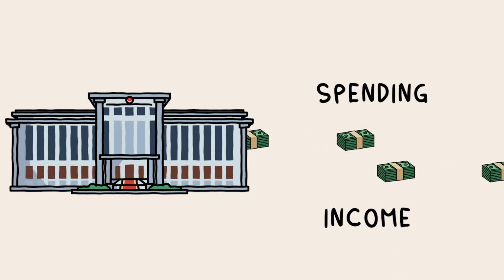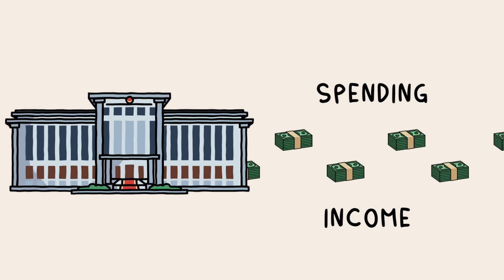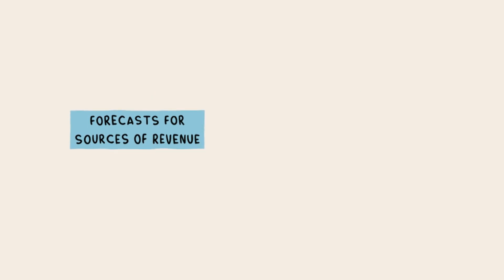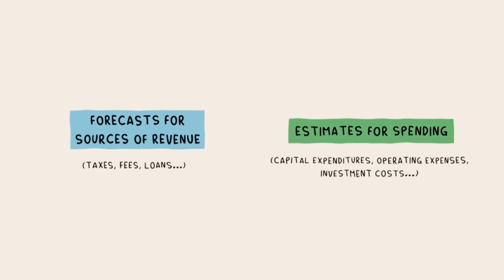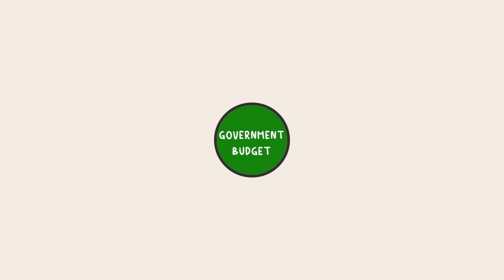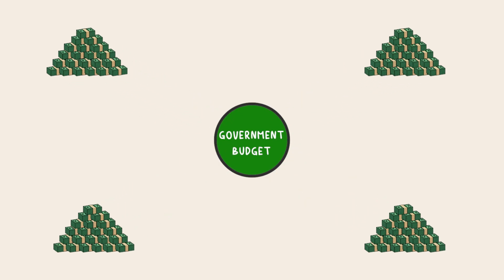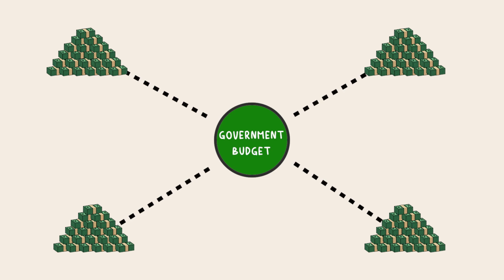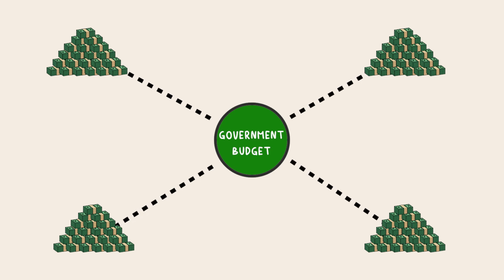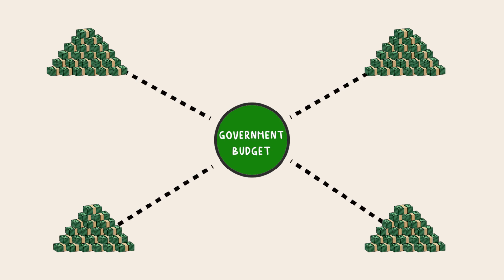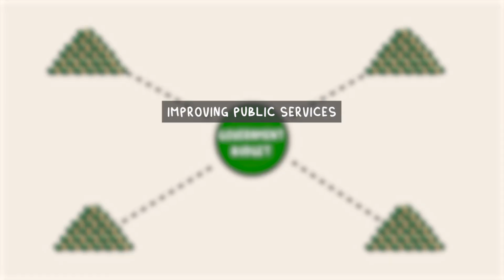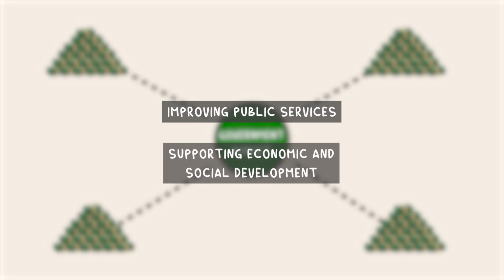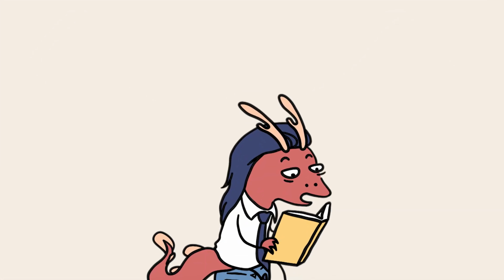This is the government's plan for income and expenditure over a specific period, usually 1 year. It includes forecasts for sources of revenue such as taxes, fees, loans, and estimates for spending such as capital expenditures, operating expenses, investment costs, to meet the government's goals and objectives. The government budget helps the government regulate and manage the country's financial resources effectively, ensuring fair and reasonable allocation of resources and finances. This creates economic and social benefits and reflects government priorities, such as improving public services, supporting economic and social development. There are two cases regarding the government budget.